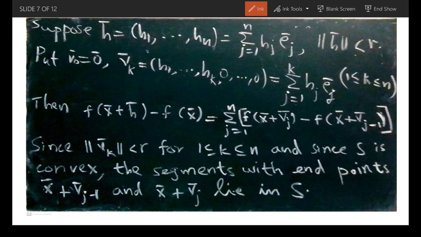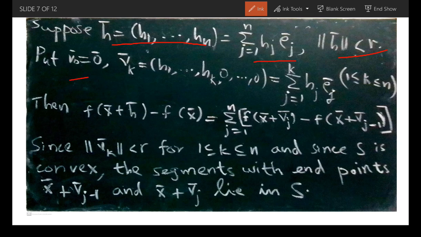X plus h is the increment in x, and f of x plus h is the increment in f of x, right? And while going from x to x plus h, I will move only parallel to the coordinate axis, not arbitrarily. So how do I move? That is what this part explains. So take an h, very small, norm h is less than r. So write h as h1 etc. hn. In the linear combination notation, it is sigma j equal to 1 to n hj ej. Okay.